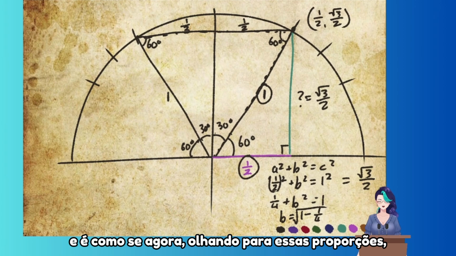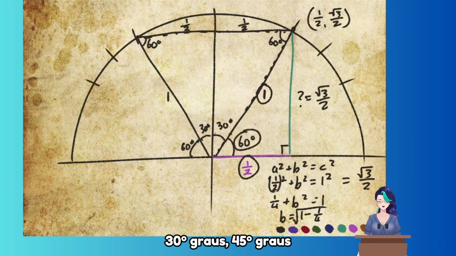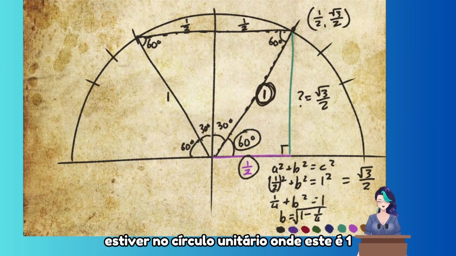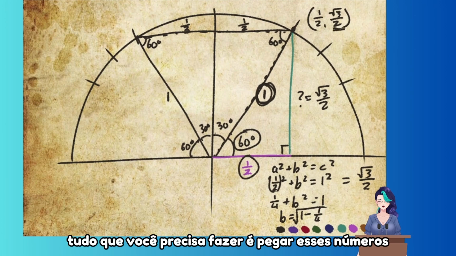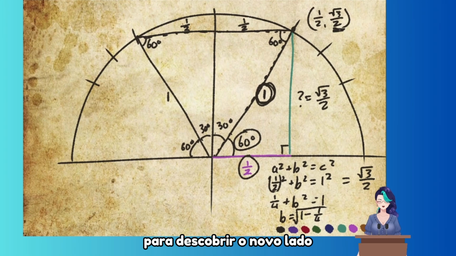And now looking at these ratios, we can find these very common angles like 60 degrees, 30 degrees, 45 degrees, all using the unit circle. And while the unit circle radius is 1, and not all circles are 1, all you have to do is take these numbers and multiply with whatever the radius of your circle is to figure out the new side. It's looking at, again, the relationship between the sides.